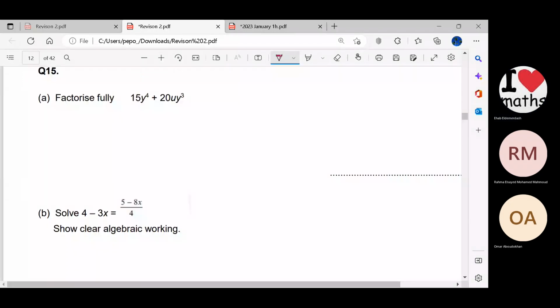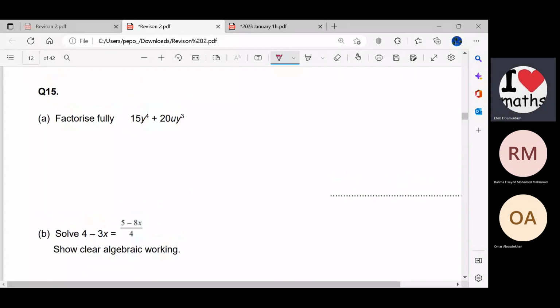Okay, factorize fully. Do we have any problem getting the common factor? I have 15 and 20 here. What's the common factor between 15 and 20? 5. Y to the power of 3. What's the remaining? 3y plus 4u.